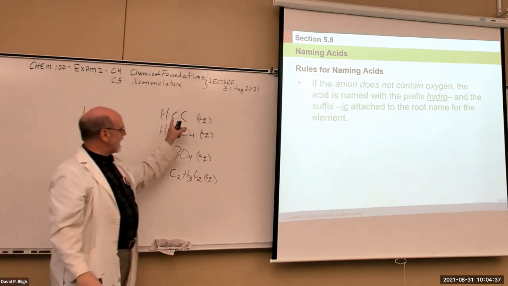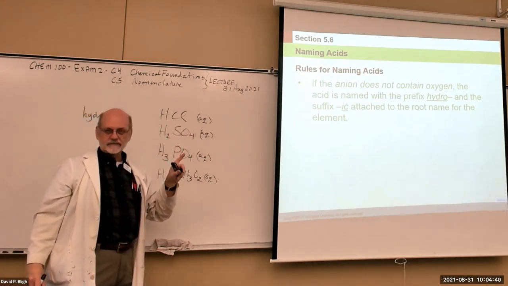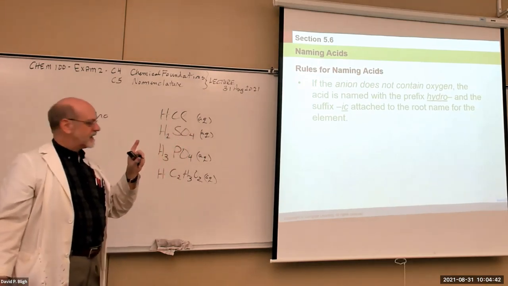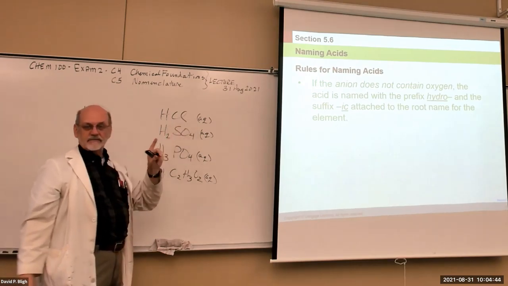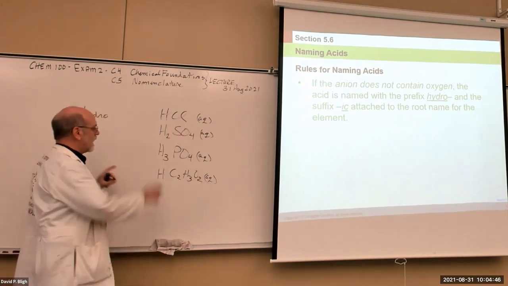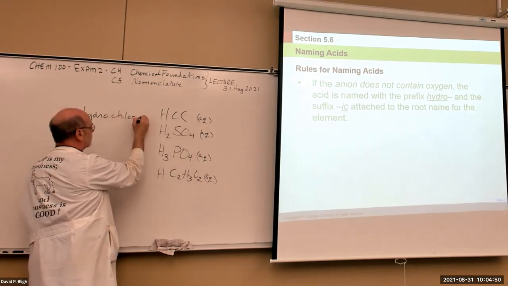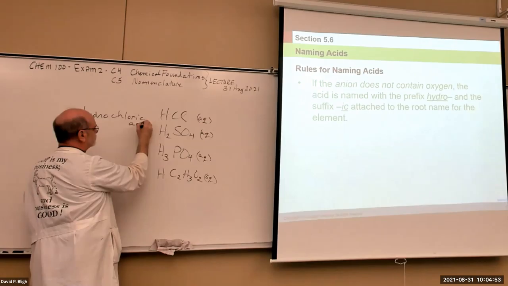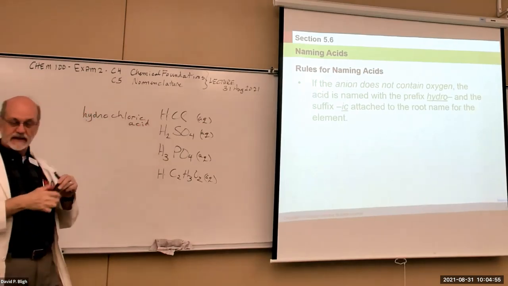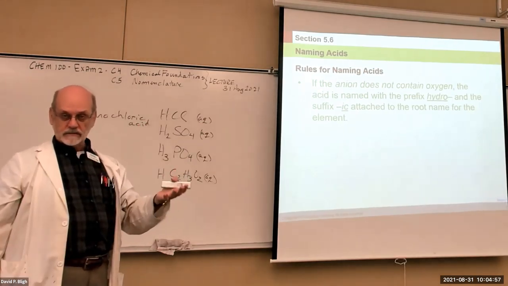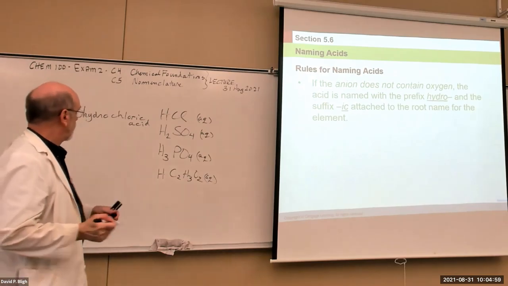Then you look at the anion part. And if it's I, it becomes ic. Hydrogen chloride, I becomes chloric acid. Okay? That's for no oxygen present.